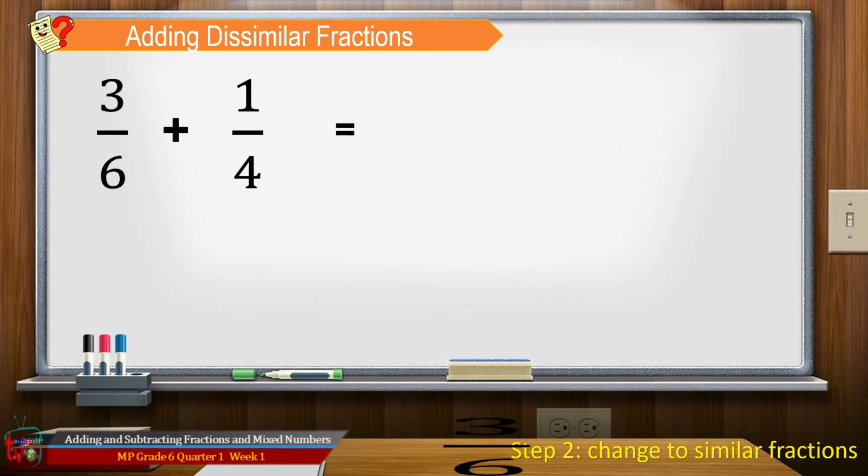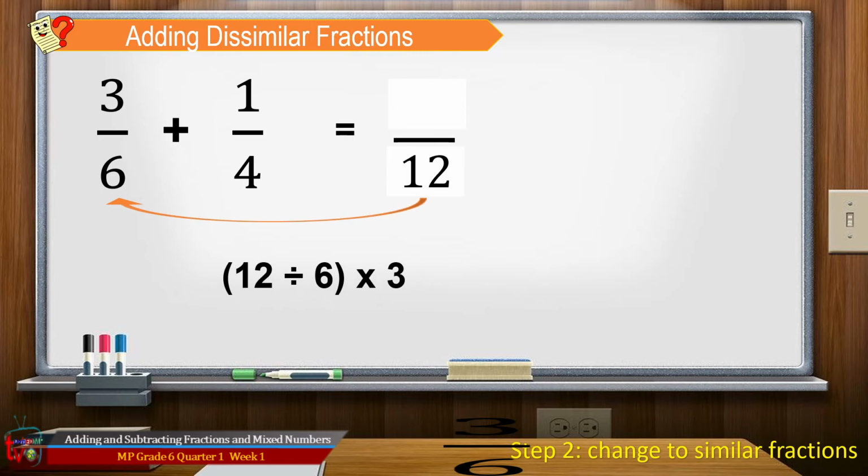We will start first with 3/6. Put the least common denominator 12 as your denominator, then divide it by 6 and multiply the quotient to 3. The answer now is 6. Therefore, the equivalent fraction of 3/6 is 6/12. Let's do this again for 1/4.